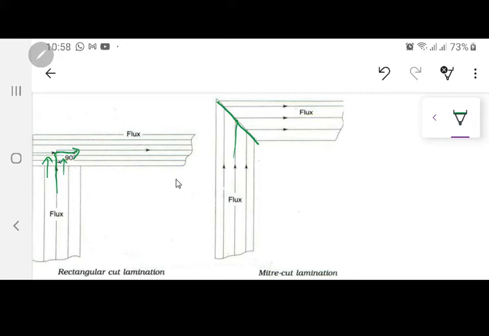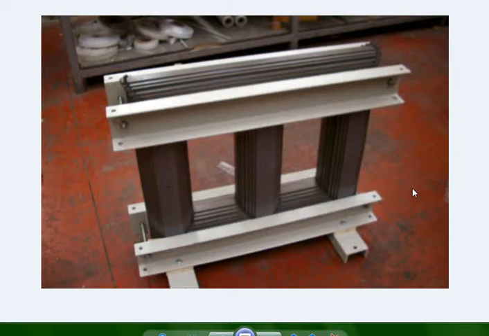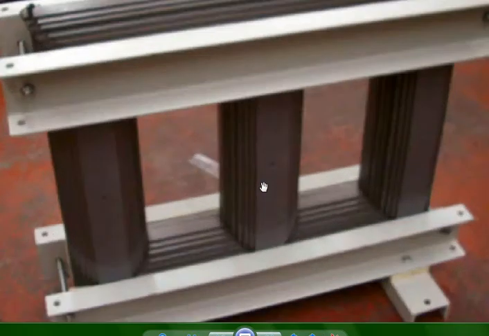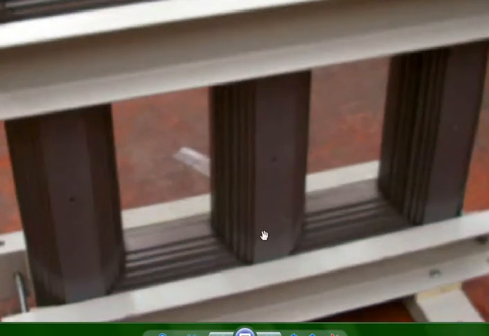So when you cut this one in this mitred cut shape, I am not going to make the yoke of the transformer rectangular either, I am going to make it a step structure too. By step structure I mean I am trying to make something like this. Now if you see over here, this is again a three-phase core type transformer. It's not a very good picture, but still you can see in this picture that the three limbs are step structure, and the yoke is also stepped.